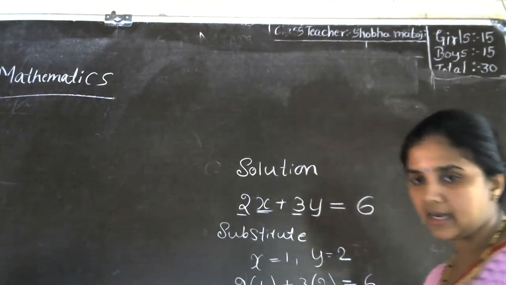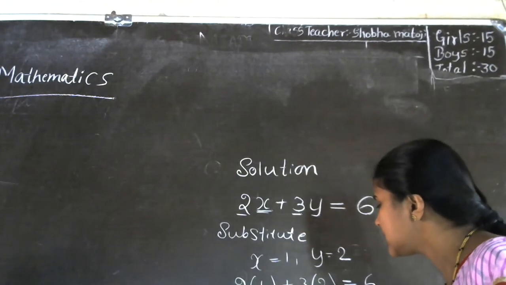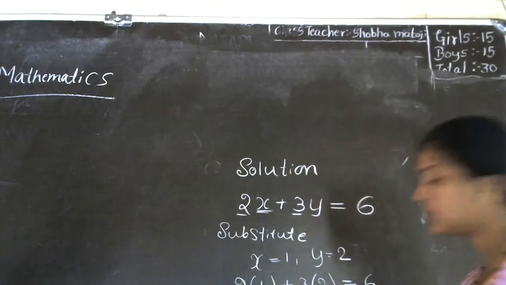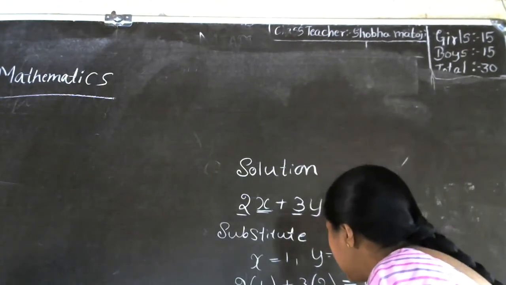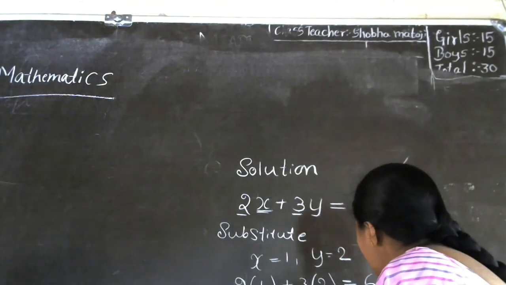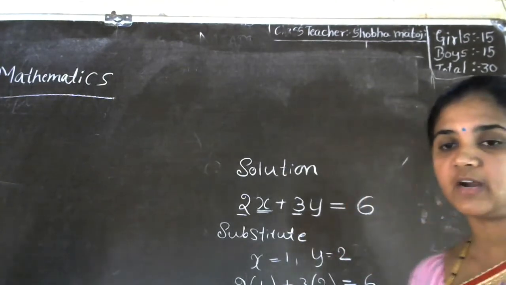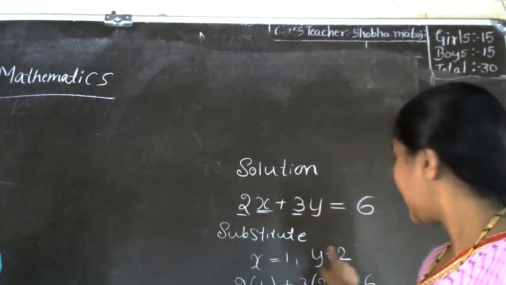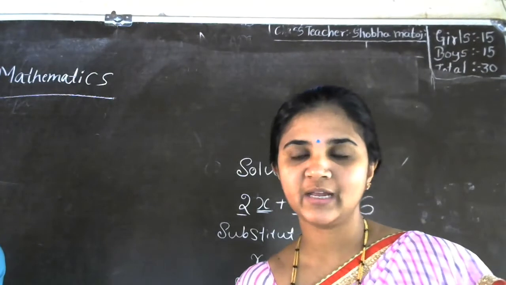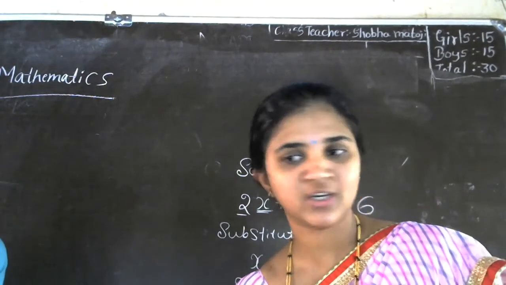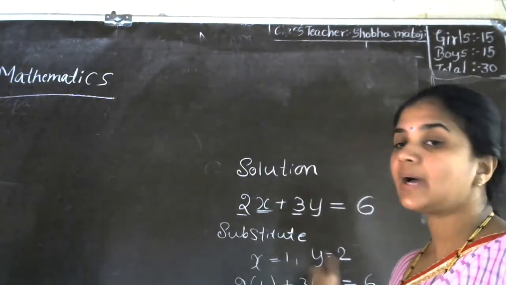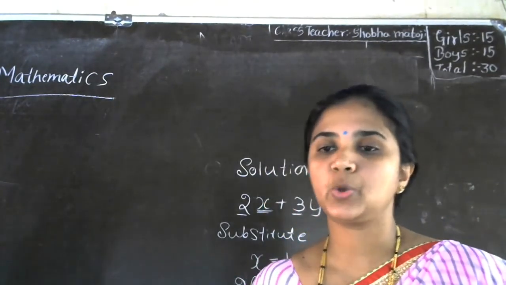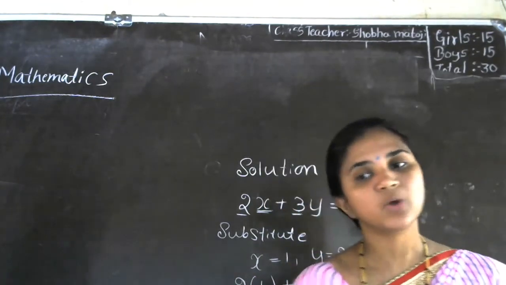Now clearly observe this one. 6 plus 2 is 8. Is it equal to 6? No, it is not equal to 6. So here LHS is not equal to RHS. So now can we say that x is equal to 1 and y is equal to 2 is a solution of the given linear equation? No. So x is equal to 1 and y is equal to 2 is not a solution of the linear equation. Now you have got the idea of the solution, no?